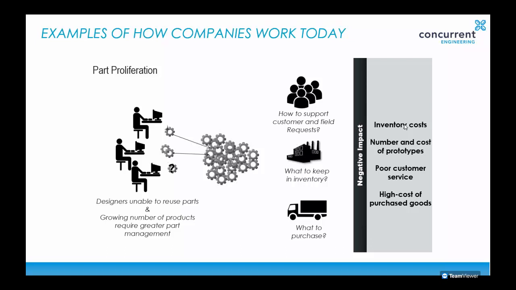Current methods of managing your EBOM do not scale to the number of variants you might be looking to produce. Designers can sometimes find it difficult to reuse parts. There are a growing number of products that require greater part management. So you have to ask yourself what to keep in inventory, what purchasing need, and how you support customers and field requests. This can really help you look at the inventory costs and the number and costs of NPI and prototypes that come into the business.